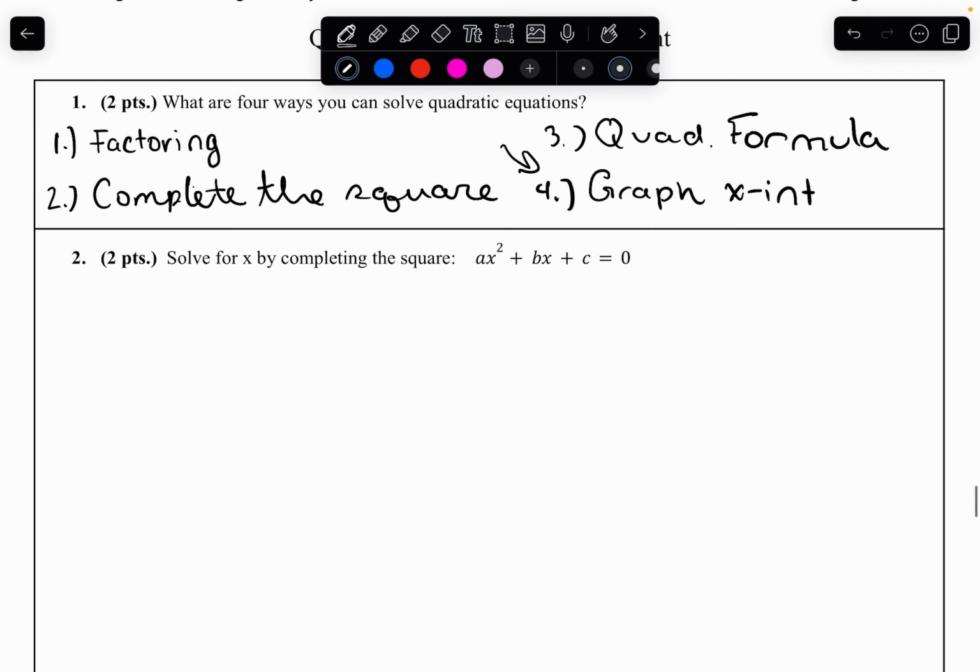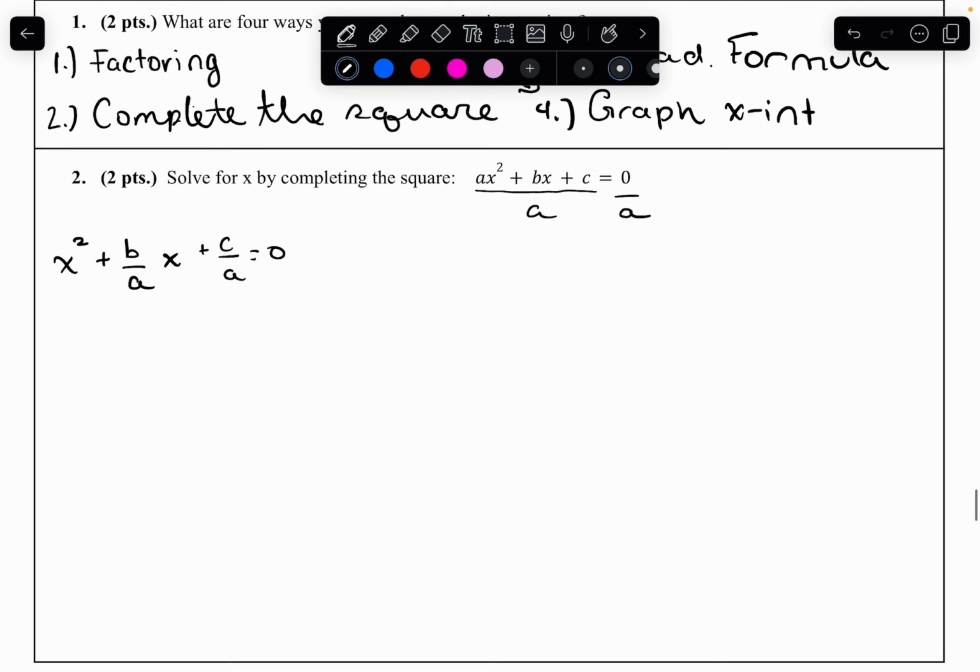Okay, number 2, you are being asked to complete the square on the following quadratic equation. You should recognize this is the general form of a quadratic equation in standard form. Okay, if we're completing the square, we want to make sure that we divide the left and the right side by the leading coefficient. And so we will have x squared plus b over a x plus c over a equal to 0.